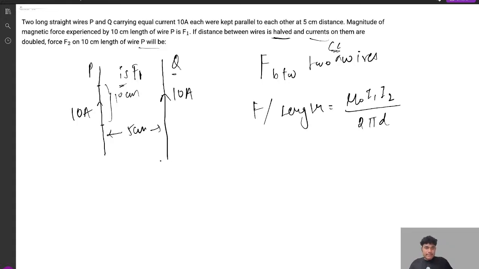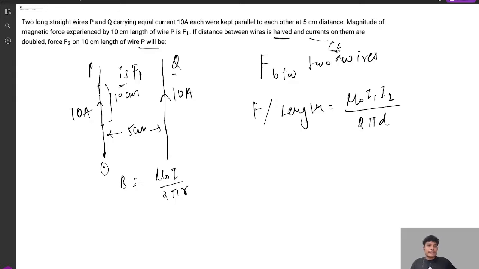If I show you by deriving it: due to Q, what is the magnetic field at a distance r? That is, B is equal to mu naught I upon 2 pi r. This is the formula of magnetic field due to an infinite current carrying wire, right? Mu naught I upon 2 pi r.